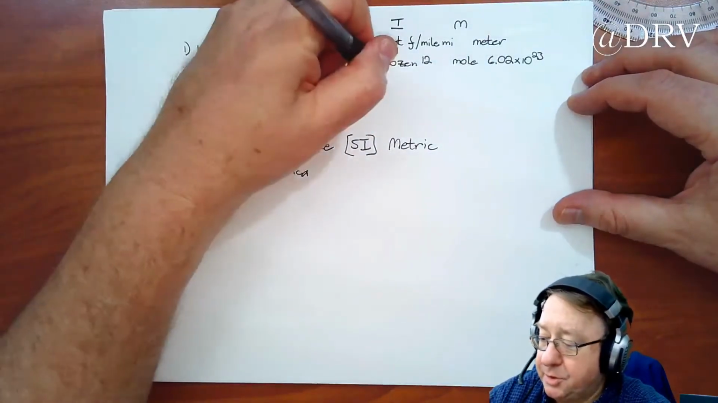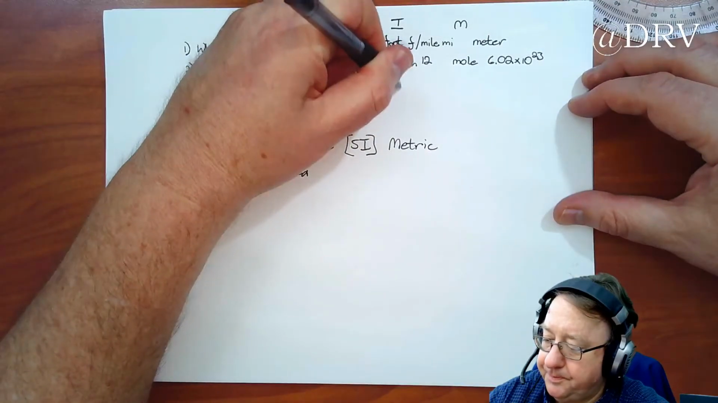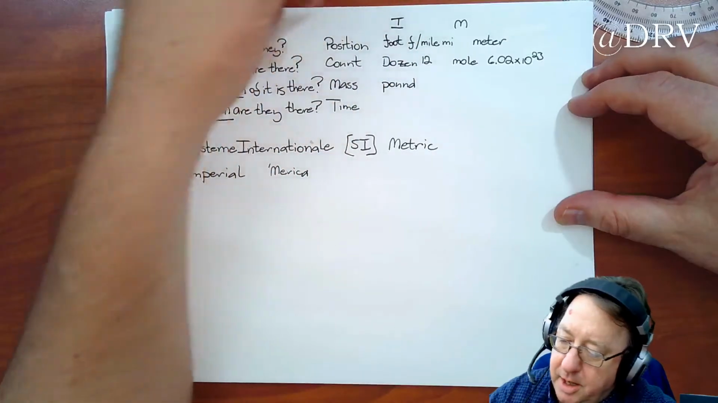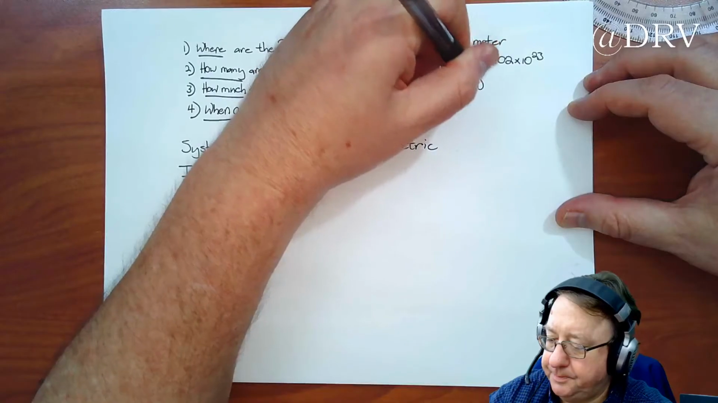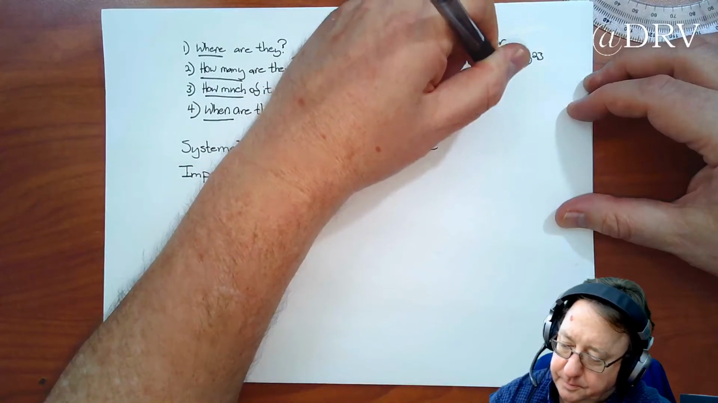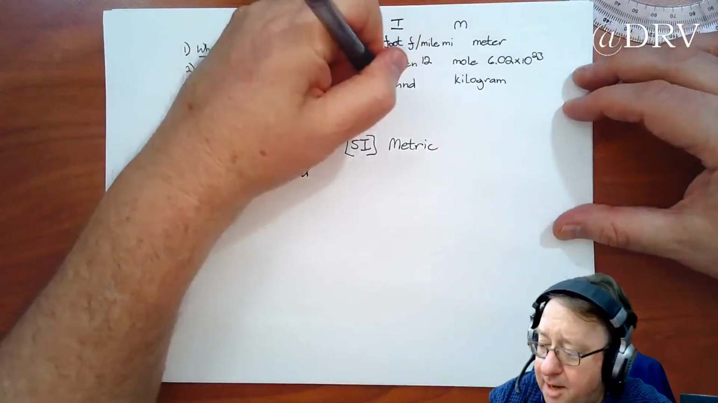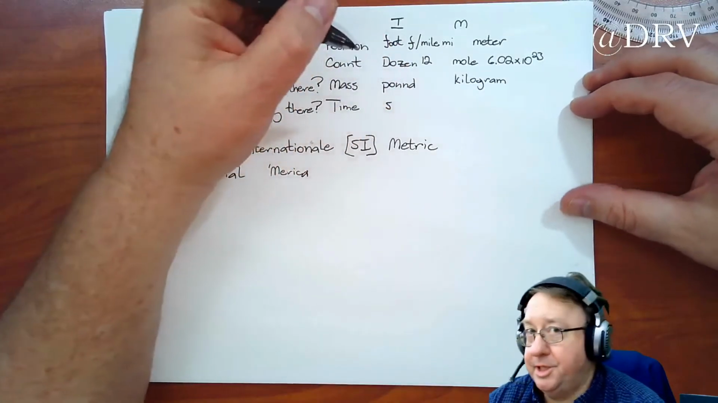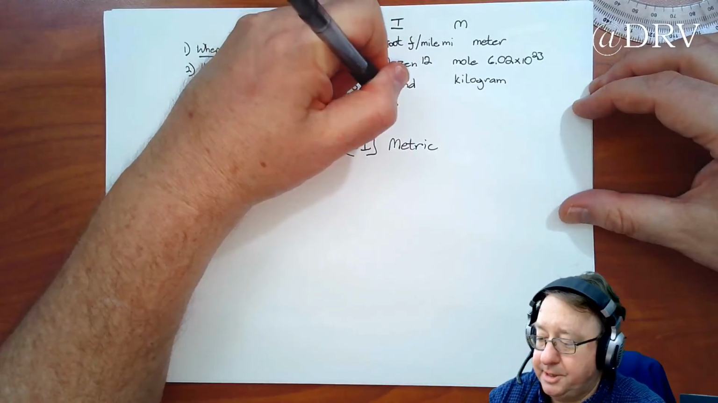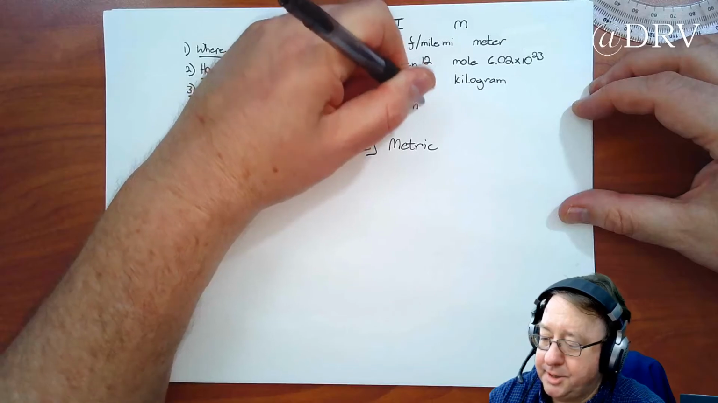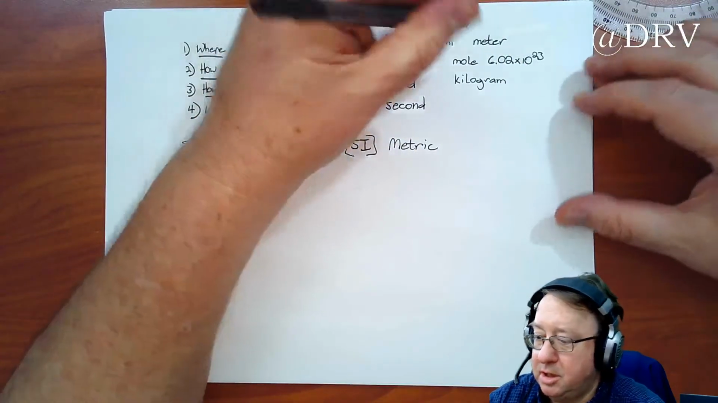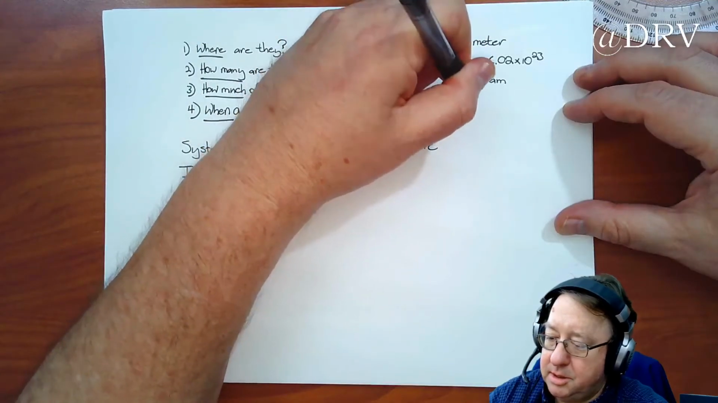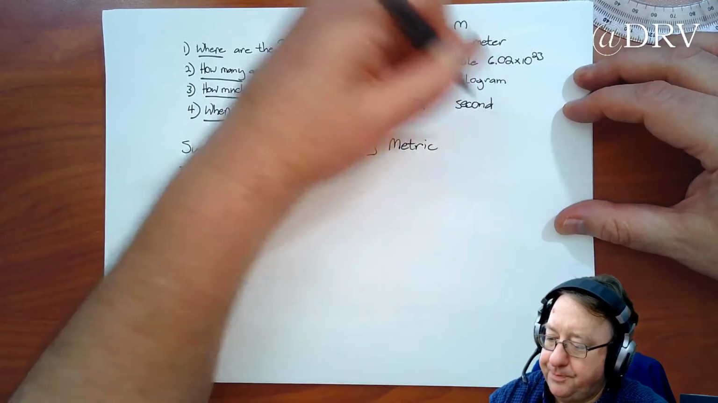For mass, we use the pound. In the metric system, we use the kilogram. In time, there's no such thing as metric time, thank goodness. I think they tried to use it in the 1950s in France, but I'm not sure. Second is used for both.